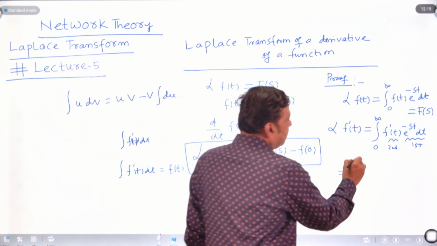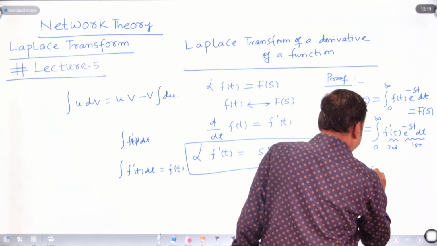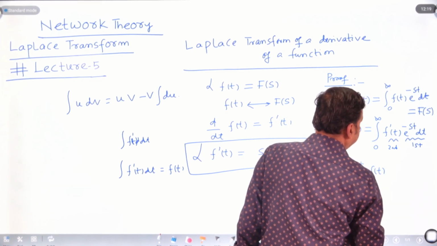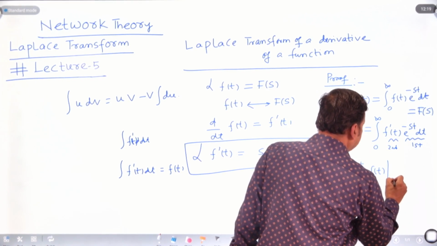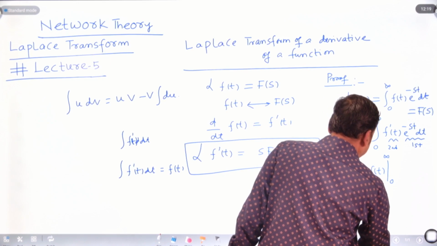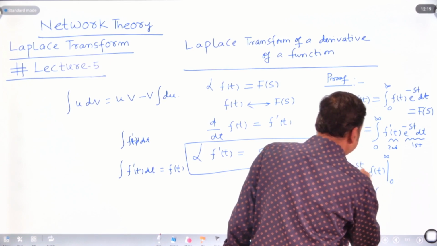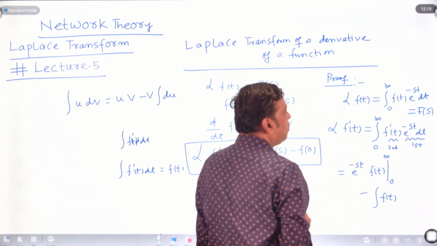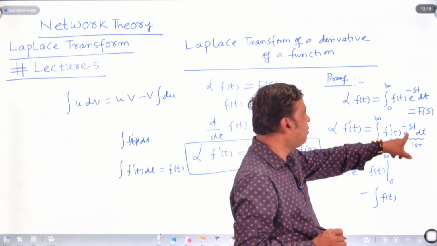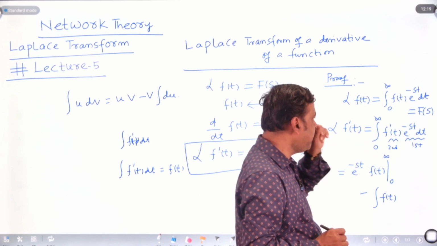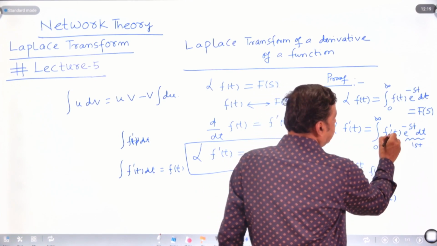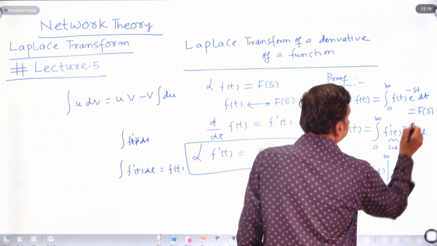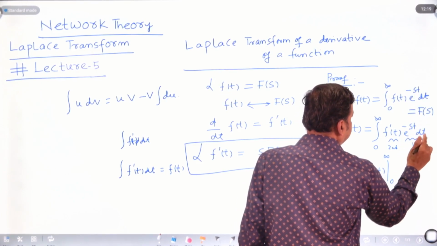Similarly, e to the power minus st into f of t, that is u into v, f of t, and the limit is 0 to infinite, minus v into du. V is f of t, so this is f of t into du. For du, the first function is e to the minus st and the second function is f dash t dt. The first function is e to the power minus st.